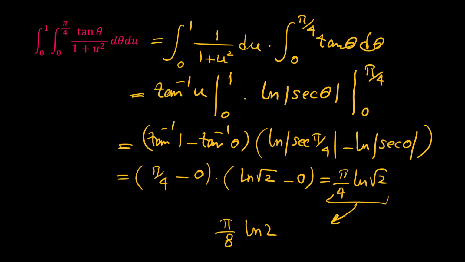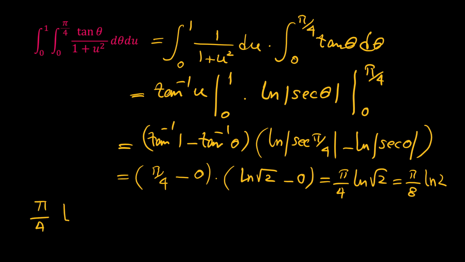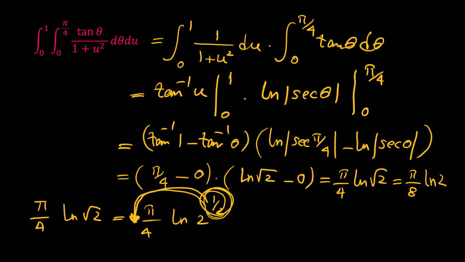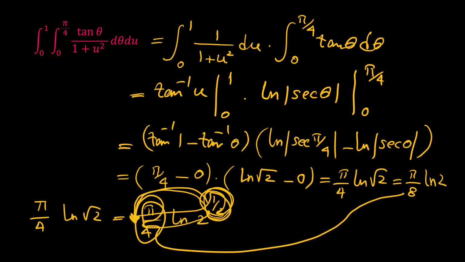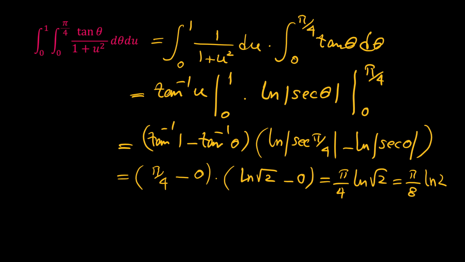Let me explain to you why you can write this answer in the form of pi over 8 ln of 2. Because pi over 4 ln of radical 2 is basically pi over 4 ln of 2 to the power of 1/2. If you bring this power to the front, we know that for a logarithmic function, if we have a power here, we can bring it down to here. 1/2 times pi over 4 is exactly pi over 8. So if you want, you can write your answer in this form here. But it's okay to leave your answer in this form as well.